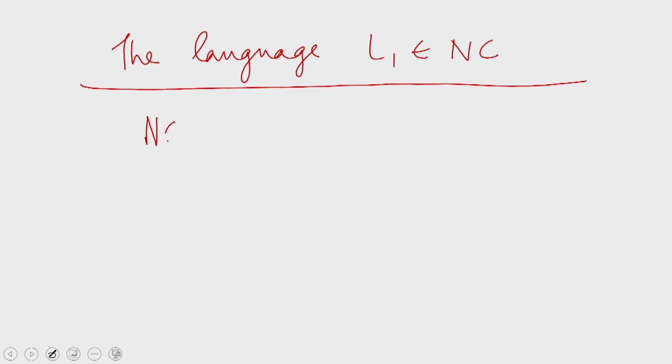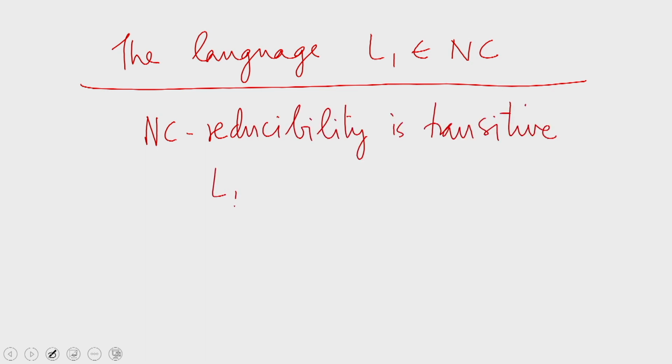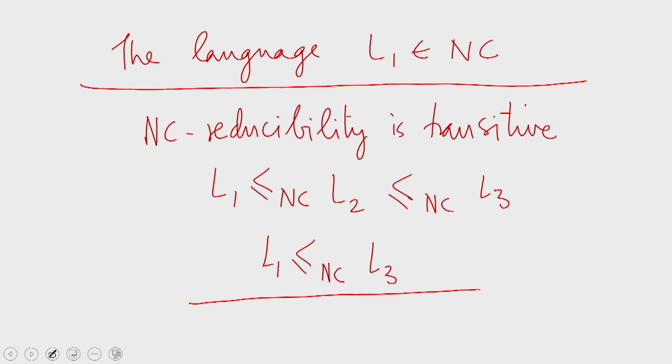It is also obvious that NC reducibility is transitive. If L1 NC reduces to L2 and L2 NC reduces to L3, by juxtaposing the two reducers, we find that L1 NC reduces to L3. So NC reducibility is transitive as well.